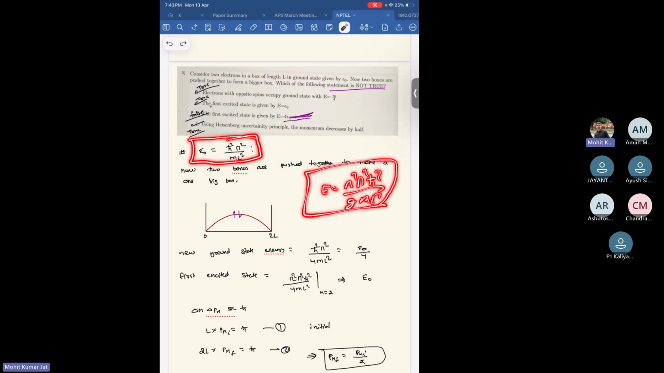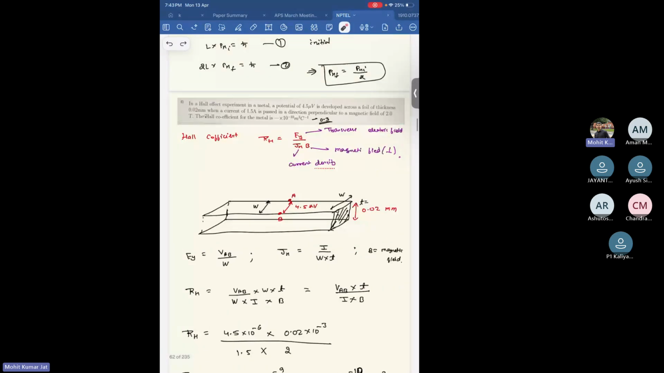And if you just follow it, you make L equal to 2L. If your two boxes are combining into one, then L will be doubled, and your energy will change. That's how you answer this question. The solution is given, of course.